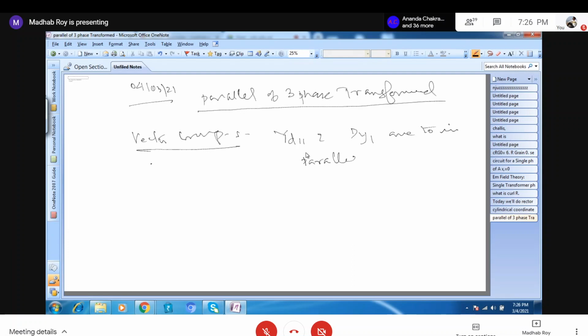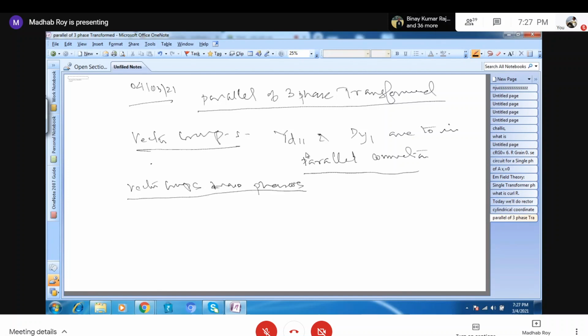So if we understand what the problem is, then you can understand the parallel connections. So first we draw them, so that we can understand. We will draw the vector group. We can draw the vector group with phasors, so that we can find the difficulty.